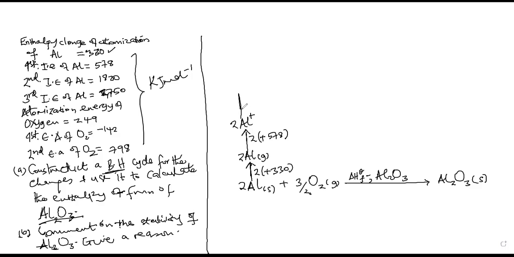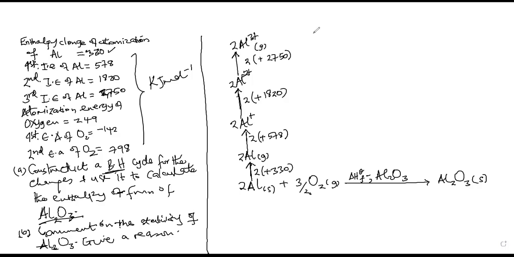Then we are going to form a dipositively charged gaseous atom. So we shall have aluminium 2 plus, 2 moles. So here we shall make sure that these are 2 times positive 1820. Then also here we are going to form the third. So we form a tripositively charged gaseous atom, and this will still be twice positive, the third one 2750. So after this, for aluminium, we are done with what we want.